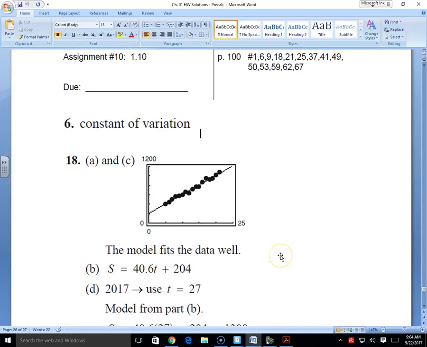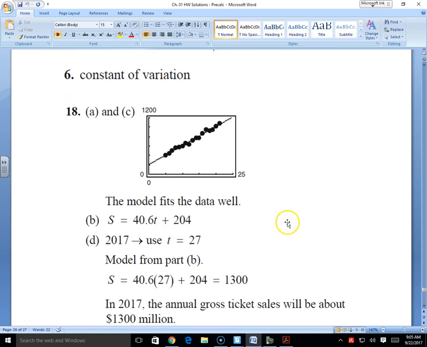Number 6. K is called the constant of variation. Number 18, this is the one that we were working on yesterday.